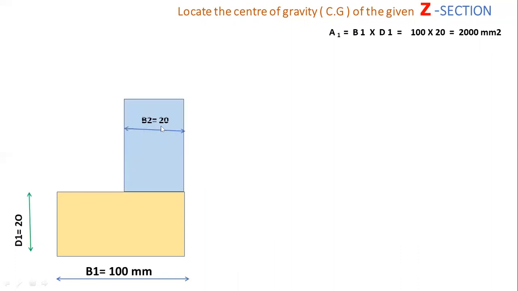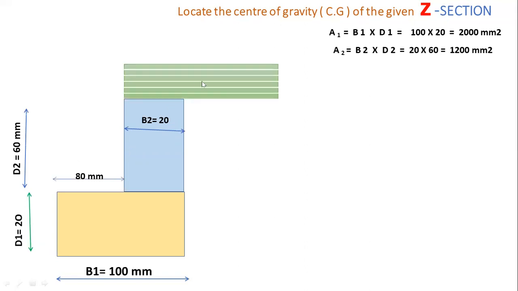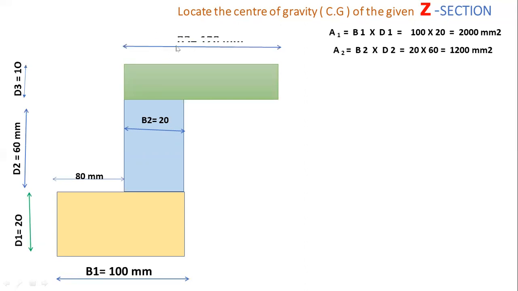Now this is base B2 equal to 20 mm and depth D2 equal to 60 mm. So A2 is the area of the middle rectangle. That is 20 by 60 equal to 1200 mm square. Here A3 is the area of the top rectangle. So base B3 equal to 120 mm, depth D3 equal to 10 mm. So A3 equal to B3 into D3. That value equal to 1200 mm square. Okay, these all are individual areas. A1, A2, A3 are the individual areas.